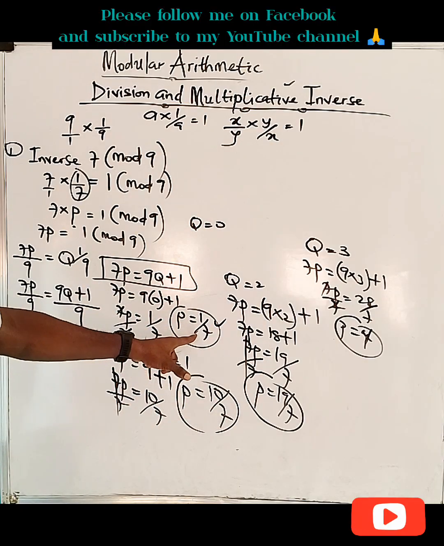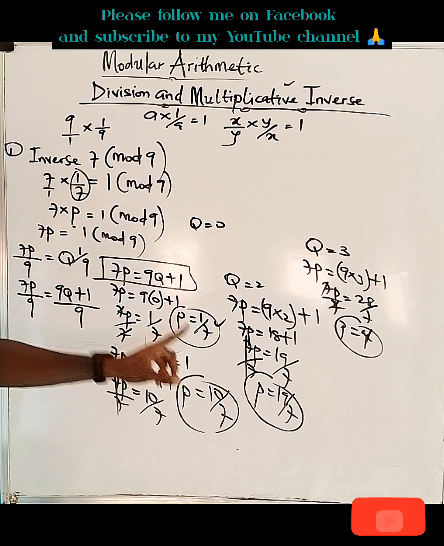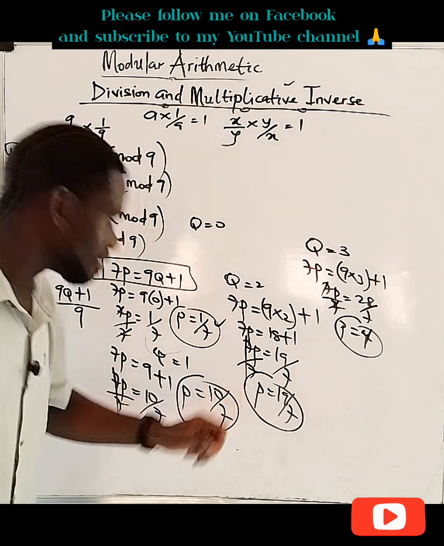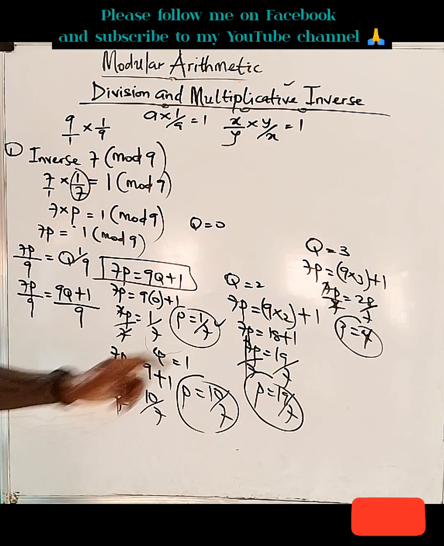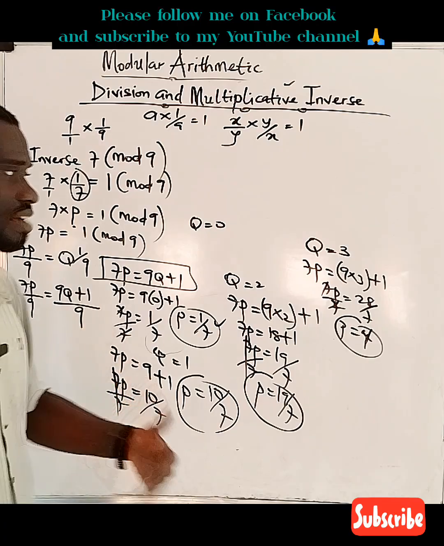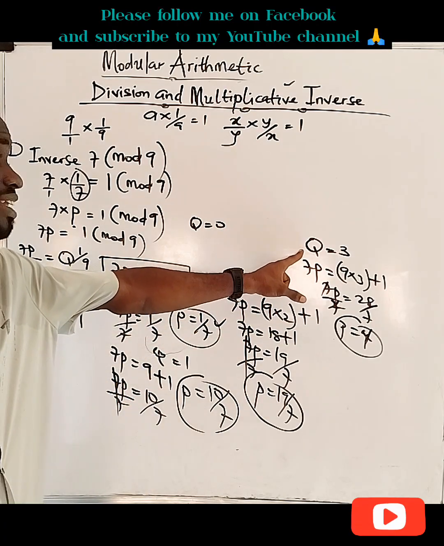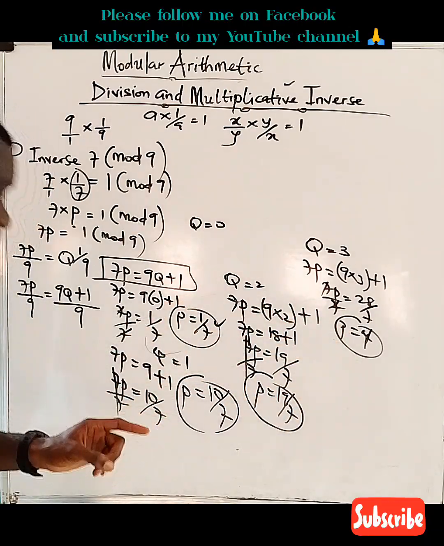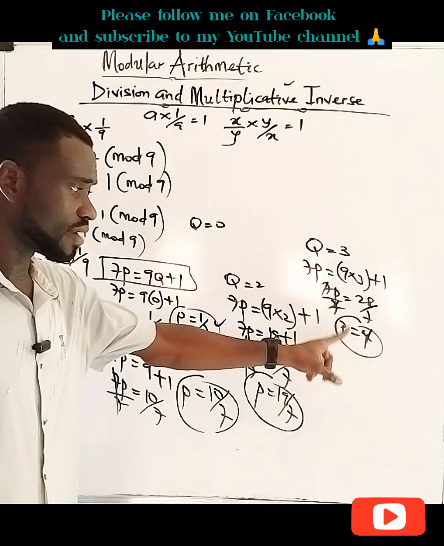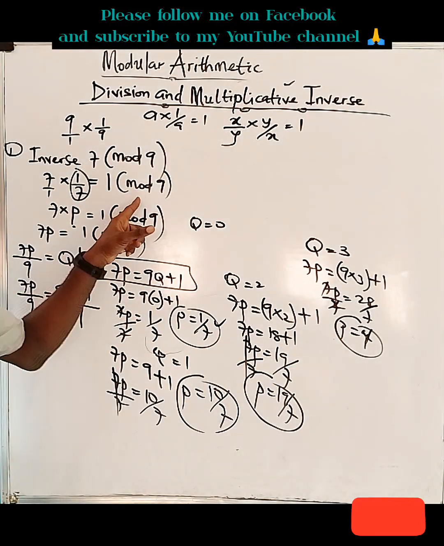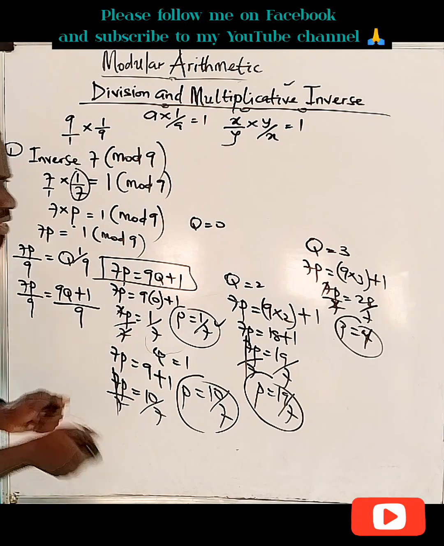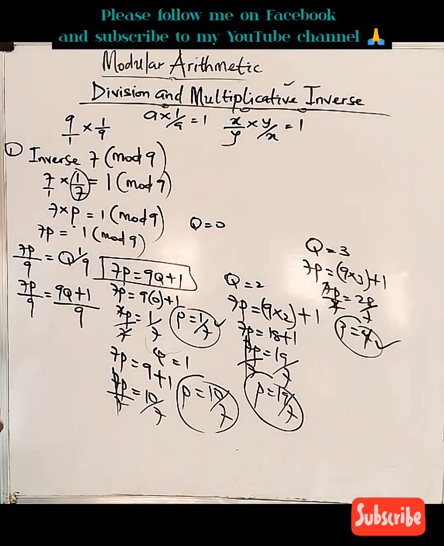P could be 1 over 7, so 1 over 7 could be the multiplicative inverse of 7. 10 over 7 could be the multiplicative inverse of 7 in modulo 9. 19 over 7 could be the multiplicative inverse of 7. And 4 also could be the multiplicative inverse of 7. If you keep attempting different quotients, if you attempt 4, if you attempt 5, you may get other results. But the fact is this: whatever value P would be should not be up to the modulo 9 we are talking about. So P should not be 9 or more than 9. So we're going to go with this. It means the multiplicative inverse of 7 is going to be 4 modulo 9.